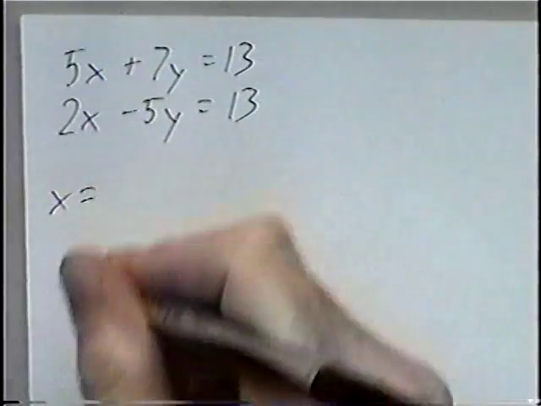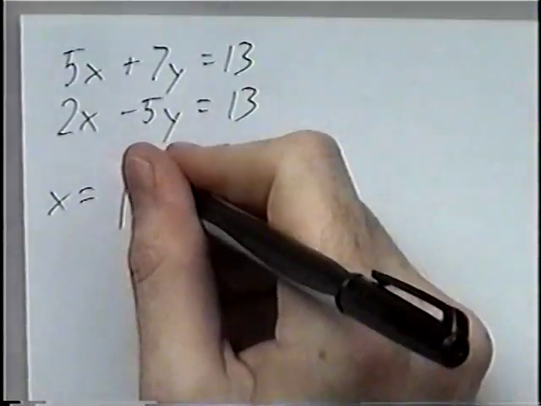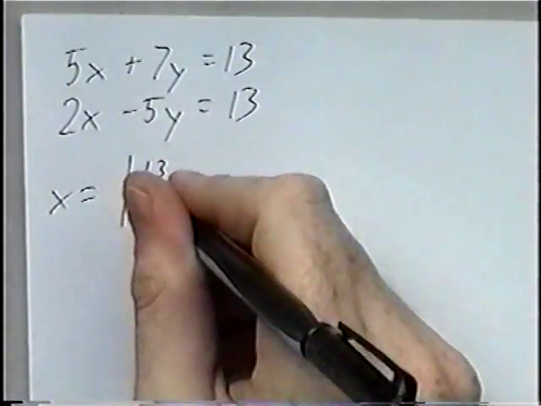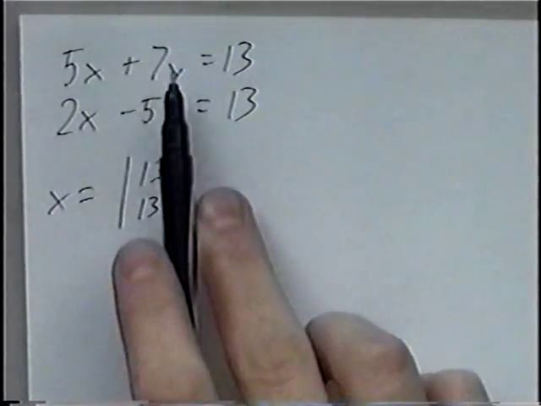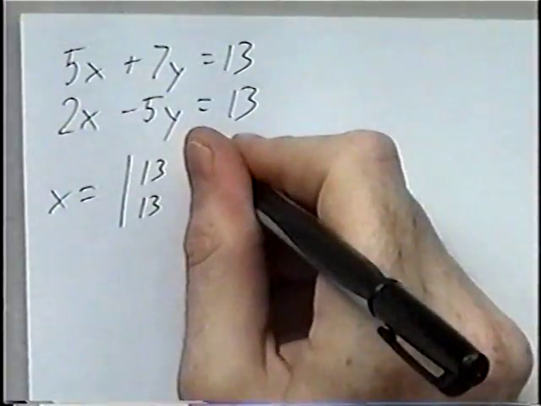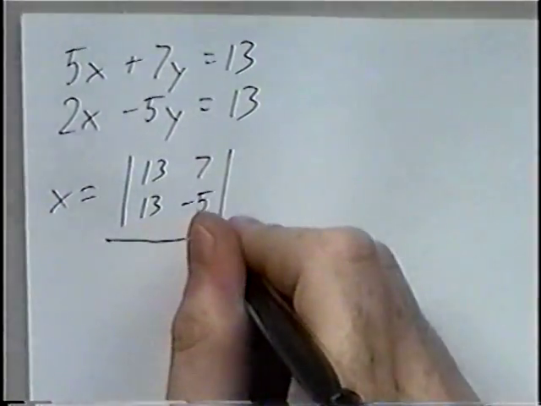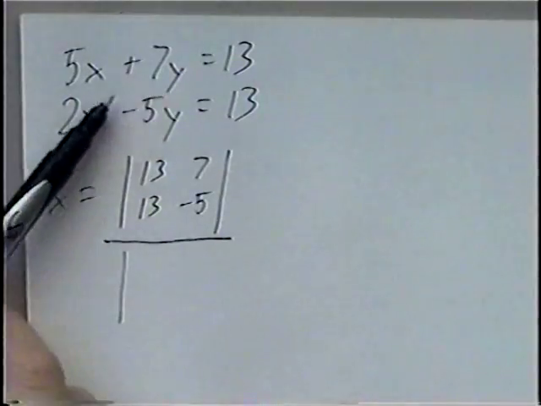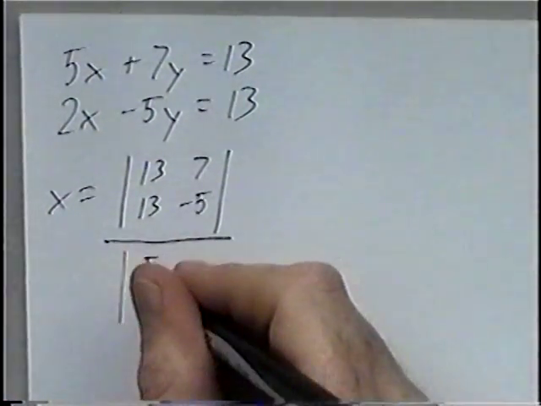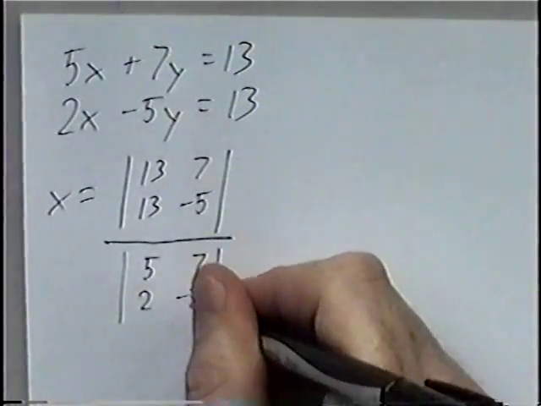For example, x equals, we'll have the first determinant, which would be 13 and 13, the two numbers that are equal in the equations. And we'll also take the y coefficients, which are 7 and negative 5. Divided by, the matrix for the denominator is the same as the x and y coefficients, which would be 5 and 2, and 7 and negative 5.